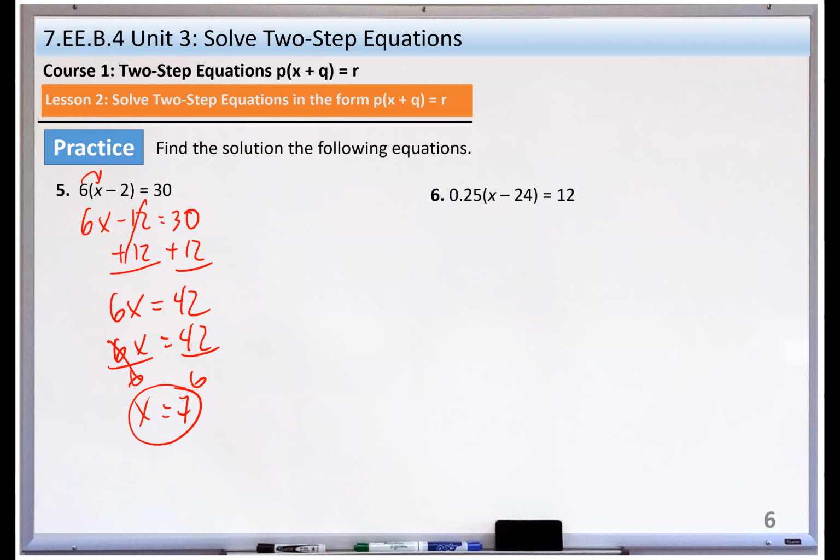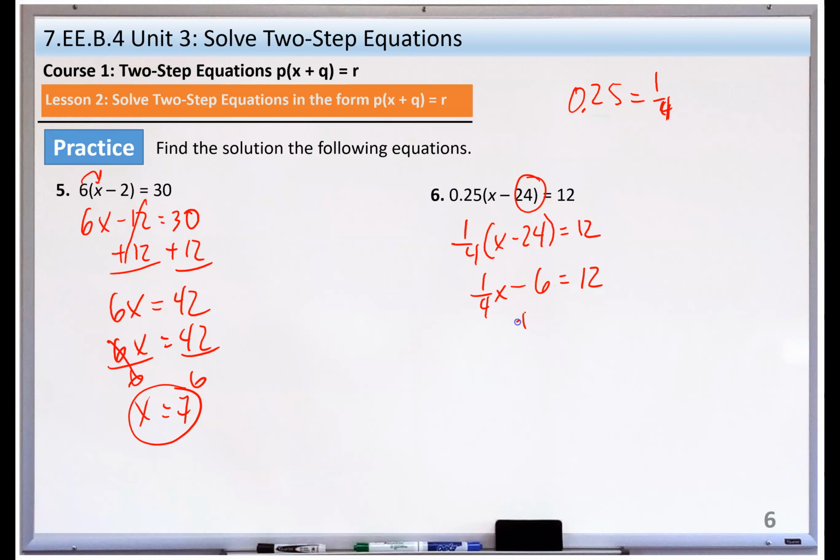All right, for this one, I could use a decimal, but I do know that 25 hundredths is the same as 1/4. And I know I can divide 24 by 4. So I'm going to change this to 1/4. I don't want to divide by or multiply by a decimal at this point if I don't have to. So that gives me 1/4 x, and 1/4 of 24 is 24 divided by 4, which is equal to 6. In this case, negative 6 equals 12.